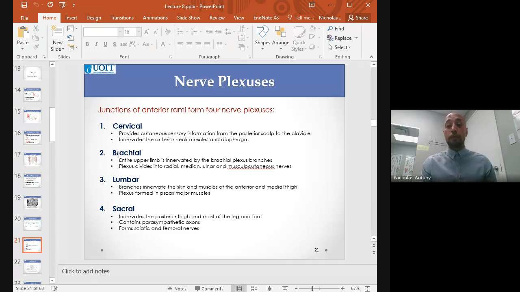Have you guys ever heard of the brachial plexus? Have you guys done anatomy? The brachial plexus is the recombination of our anterior rami to create our main peripheral nerves in our upper limb. The anterior rami in the lumbar region recombine, and the lumbar plexus creates the peripheral nerves in our lower back or hips. And then the sacral plexus is for the peripheral nerves that go to our leg and foot.